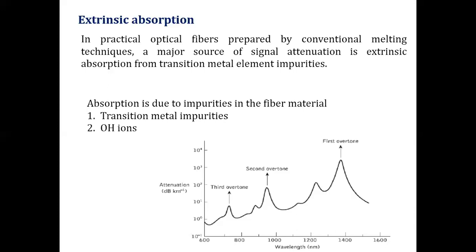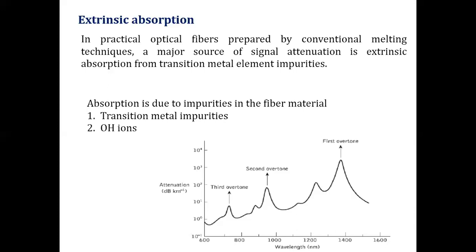So for these transition metal impurities, we have iron, cobalt, chromium, copper, nickel, etc. In ultra low loss fiber from the VAD method, the impurity level ranges from 1 to 10 parts per billion, and these transition metal ions produce losses from 1 to 10 dB per kilometer. So we have to reduce this effect, and we can reduce it by glass refining techniques.